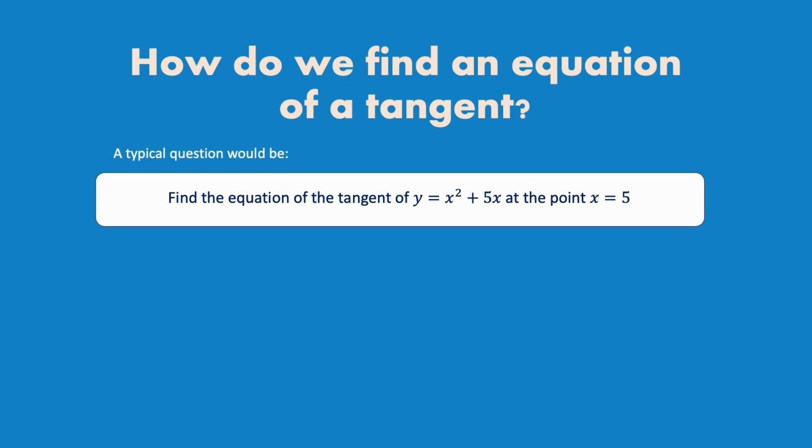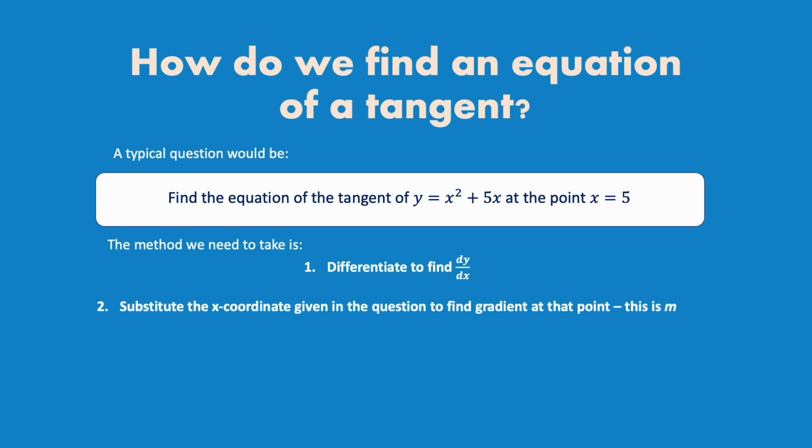So let's find the equation of the tangent of y equals x squared plus 5x at the point x equals 5. So I'm going to run you through the standard steps. So first you're going to differentiate to find dy/dx. Then you'll substitute the x coordinate given in the question to find the gradient at that specific point, and that will be what your m is.